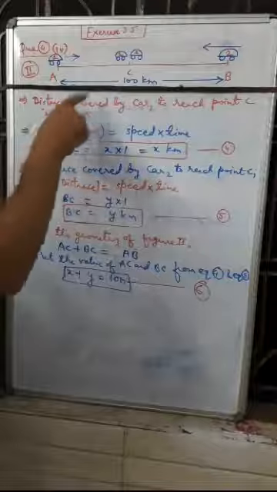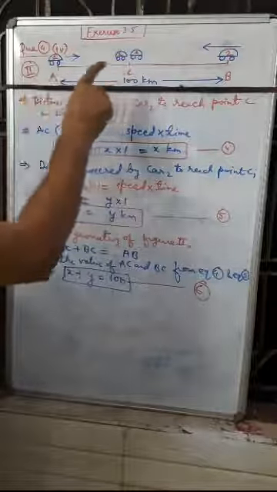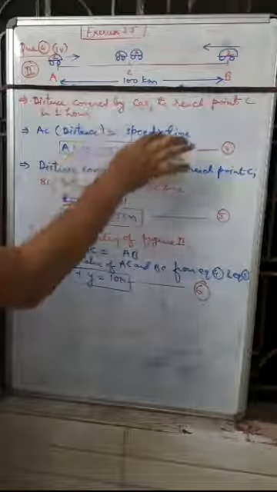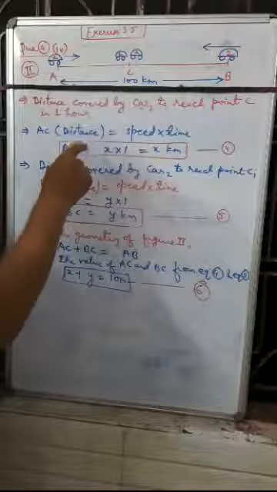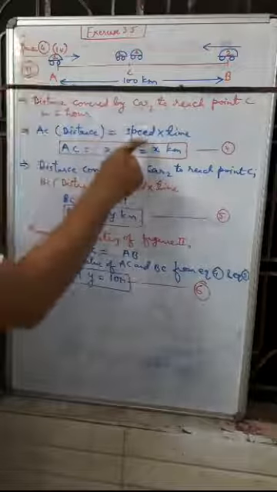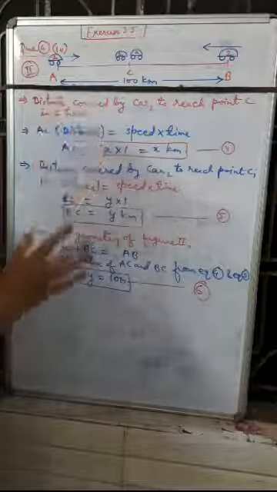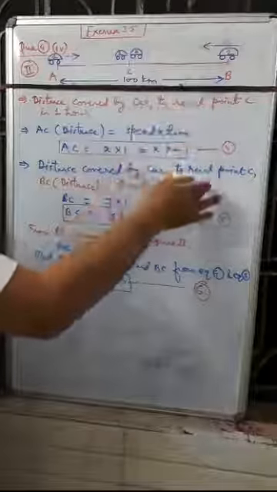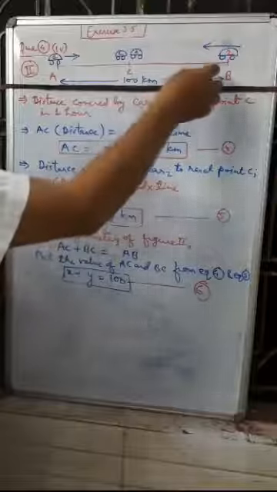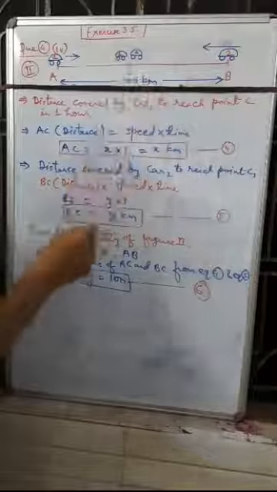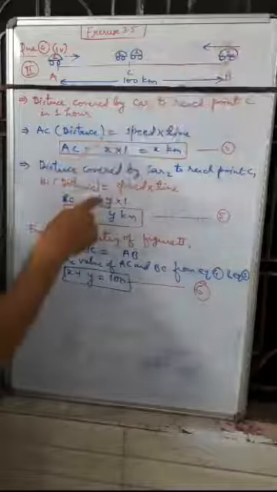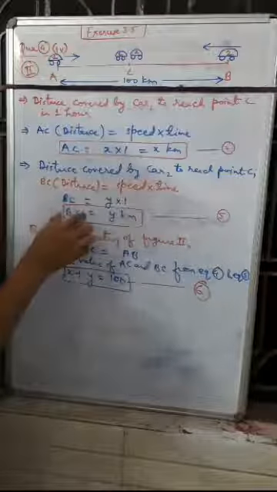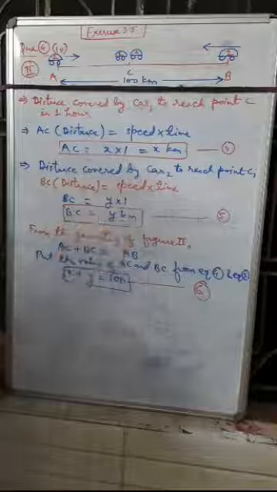So now the distance covered by car 1 to reach point C, which is AC, is again speed into time. Speed is x kilometer per hour for car 1, and time is 1 hour. So we will get x kilometer. Distance covered by car 2 to reach point C, so it is B to C, the BC distance. BC is equal to speed into time. The speed of car 2 is y, into time 1. So we will get BC is equal to y kilometer.